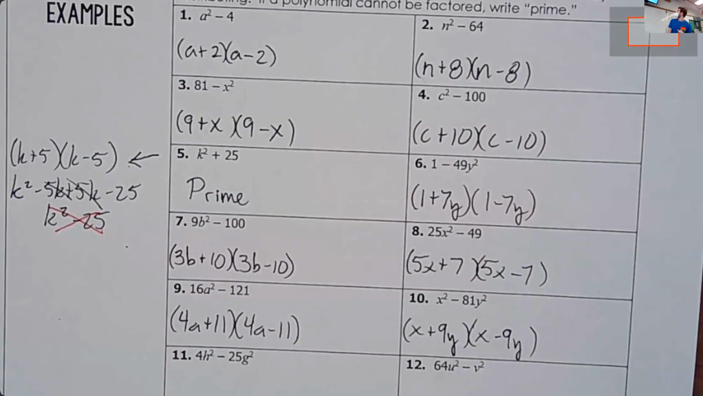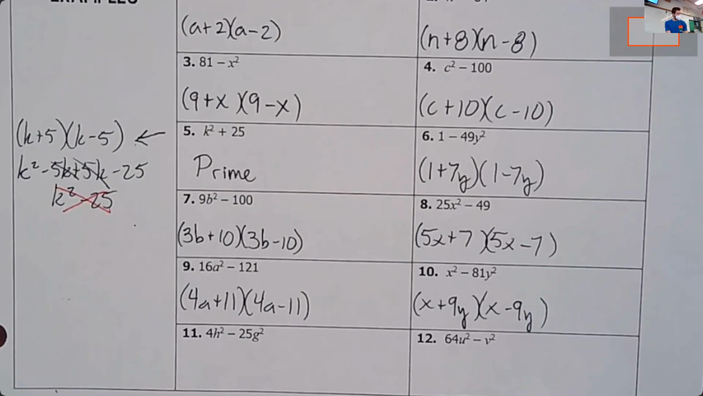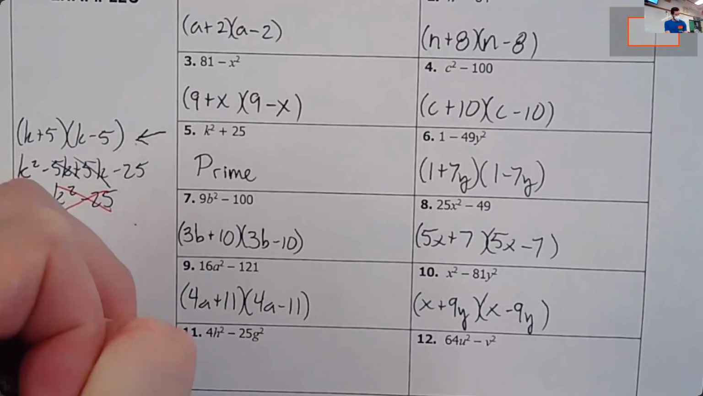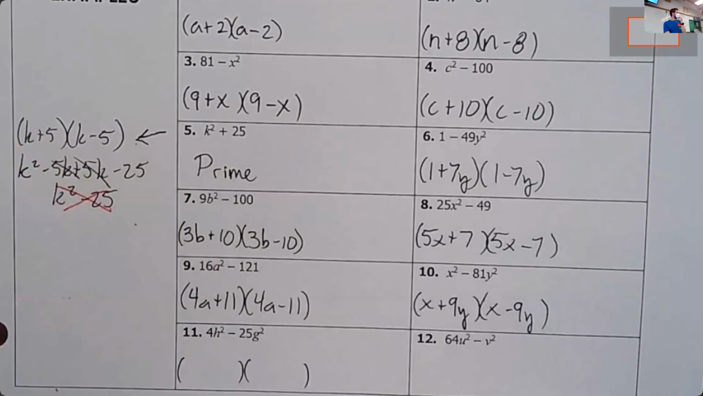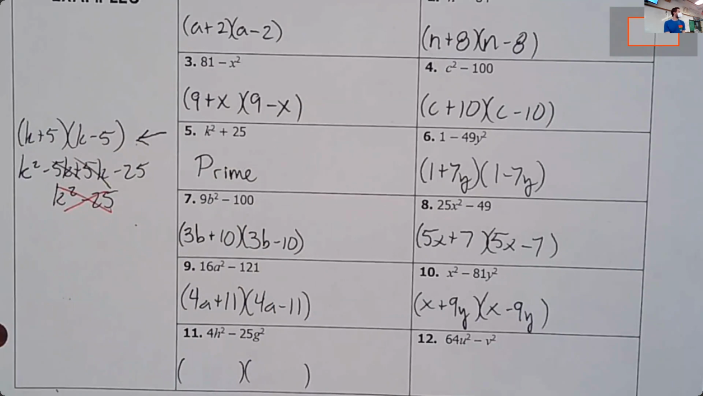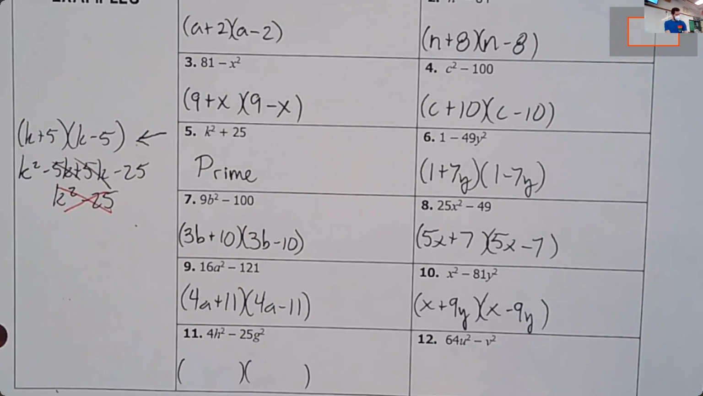Good, nice. Sweet. All right, next one. Jaime, help me out with number 11. What number times itself equals 4? Yeah, 2. All right. And then what times itself equals h squared? So it's just going to be h by itself.